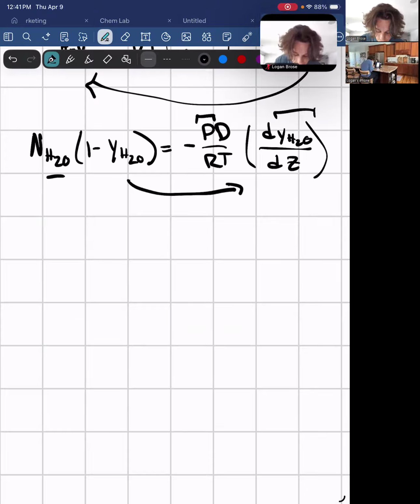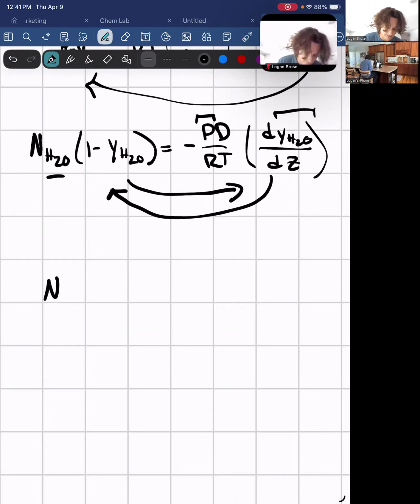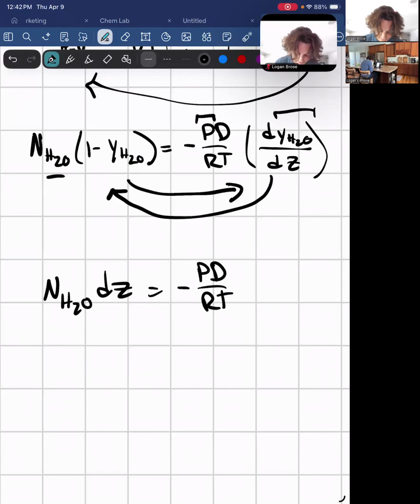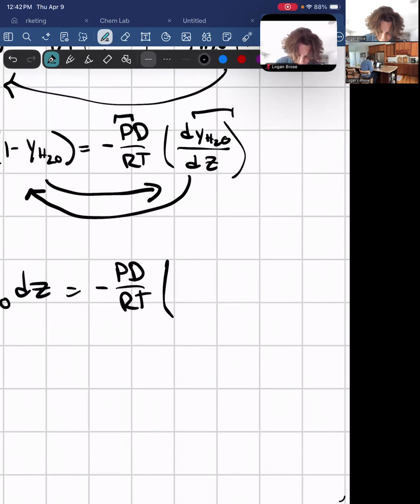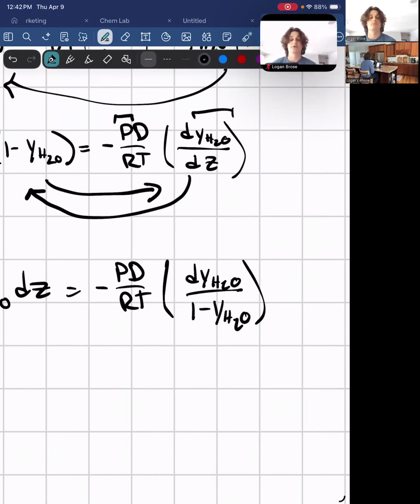equation. We'll bring this over and we'll bring this over, right? So we'll get our flux of our water times our change in distance equals our minus PD over RT times our DYH2O over 1 minus YH2O, right? And from here we can integrate.